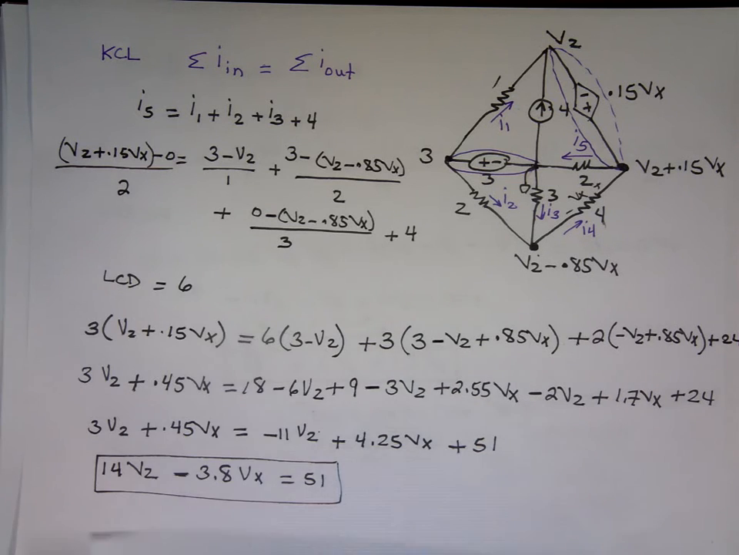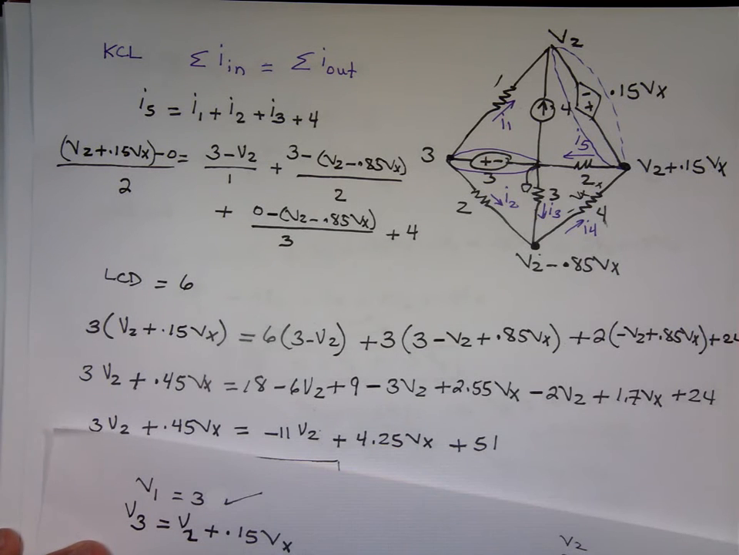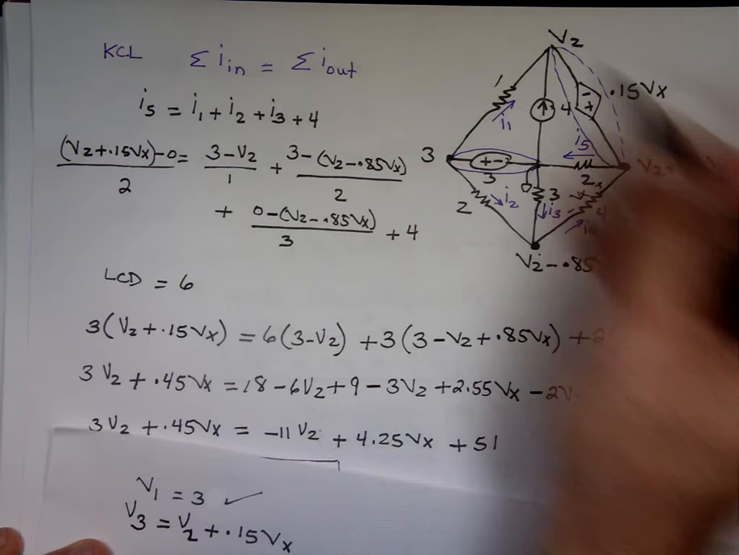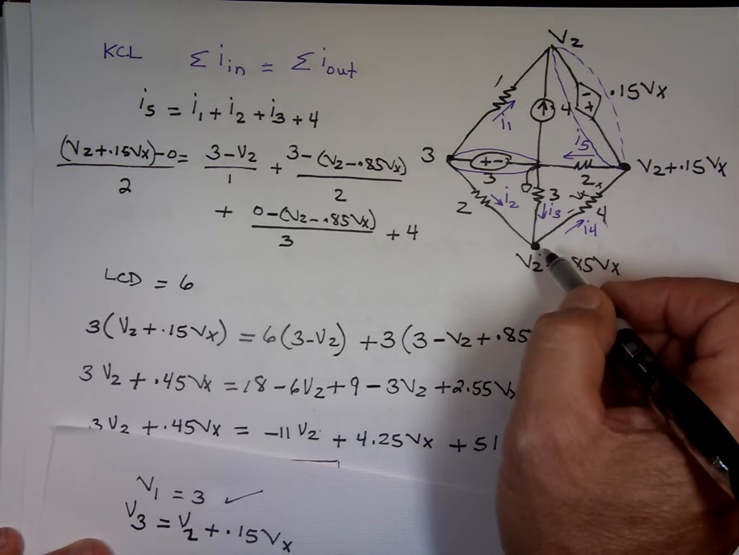But you do SuperNode. SuperNode here, SuperNode there. Two equations by two unknowns. If you still call them V1, V2, oh, you know V1's 3. If you call them V2, V3, and V4, then what you got to do is three equations by three unknowns. You still got to do one right here.